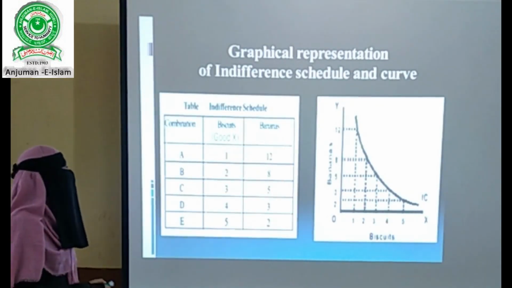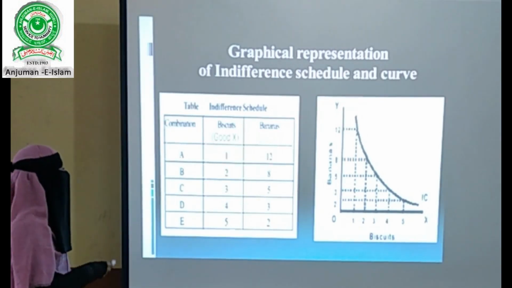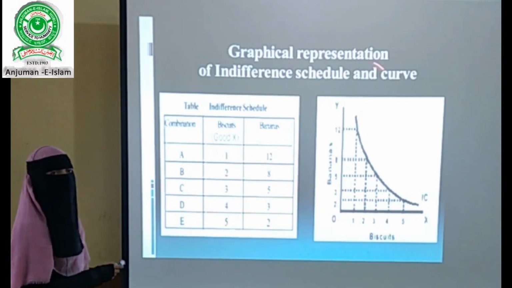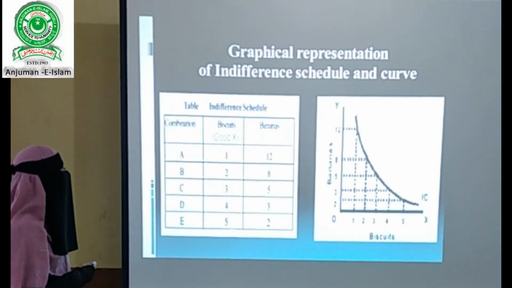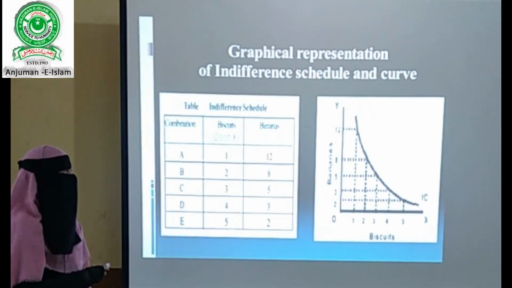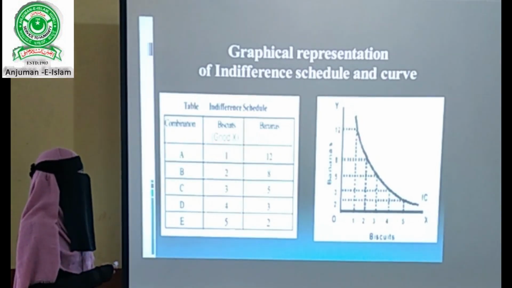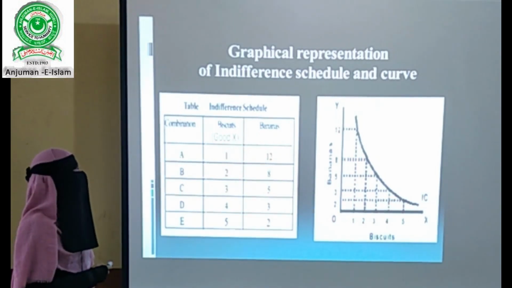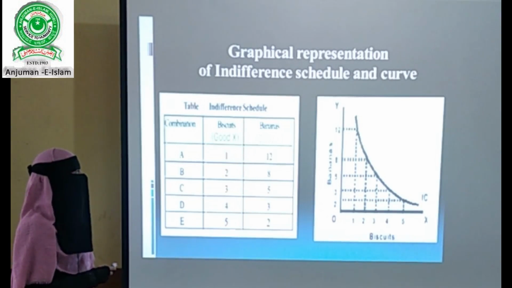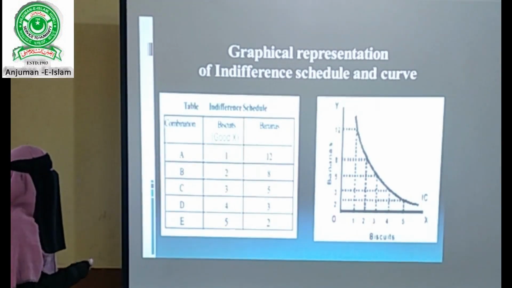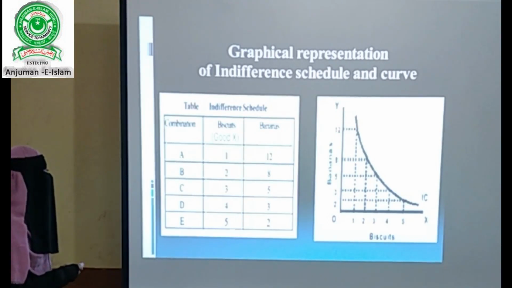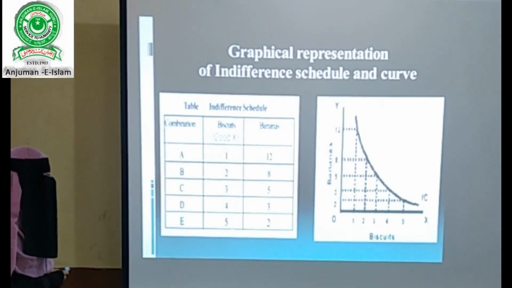So dear students, you can see here, this is our indifference schedule and this is our indifference curve diagram. In the indifference schedule, combinations are represented. Two goods are represented here, good X and good Y. Good X is represented as biscuits and good Y is our banana. And now we have 5 combinations A, B, C, D and E.